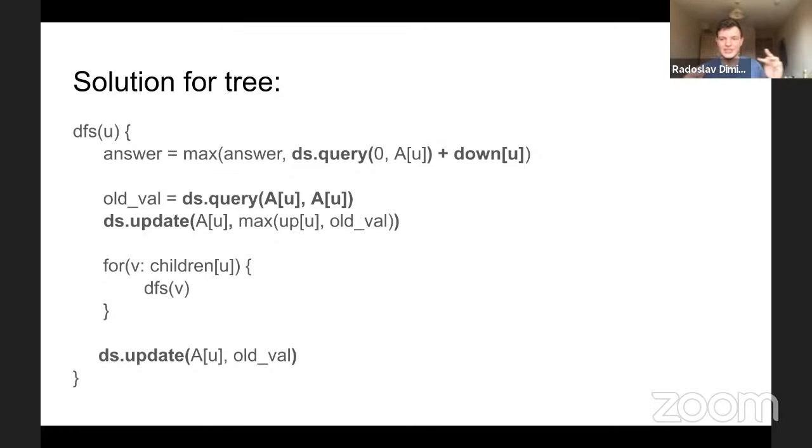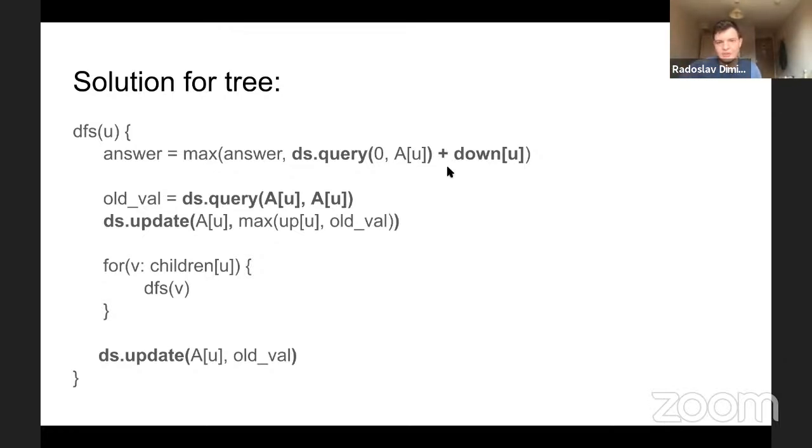we have two DFSs. The first one is to compute the up and down values, and then we have an additional DFS which will actually solve the problem. Here is the second DFS, the solve DFS. As an abstraction, first we consider the candidate for the answer, which is the largest up value on the path from the root to the current vertex plus down on the current vertex. This will consider the candidates such that the second subarray starts at the vertex u.